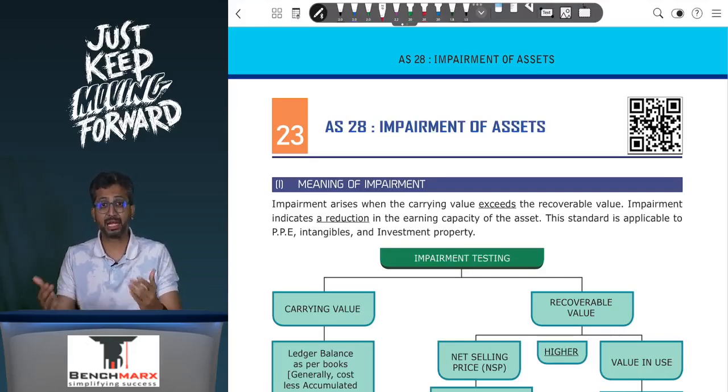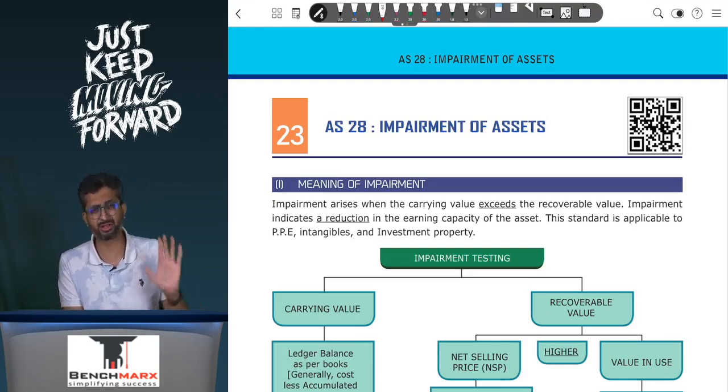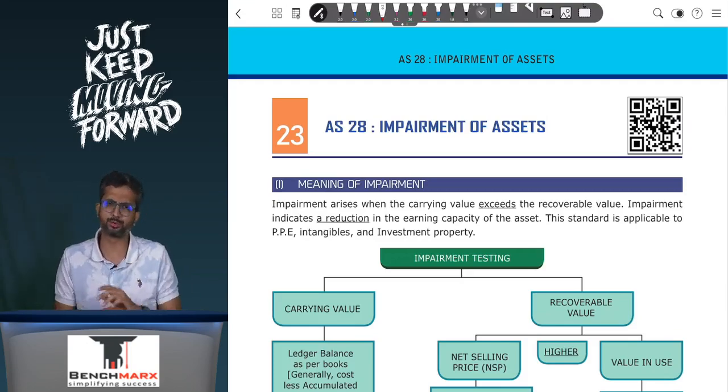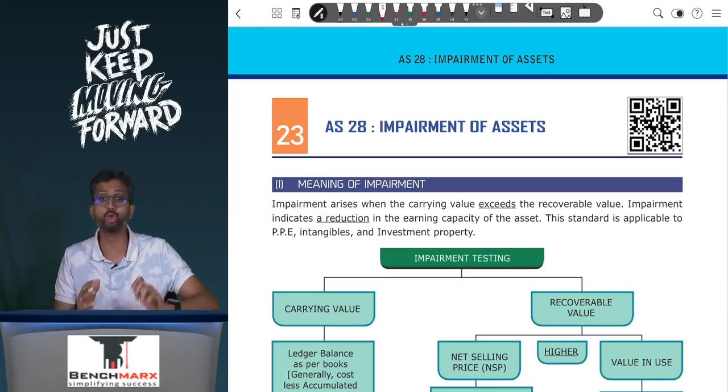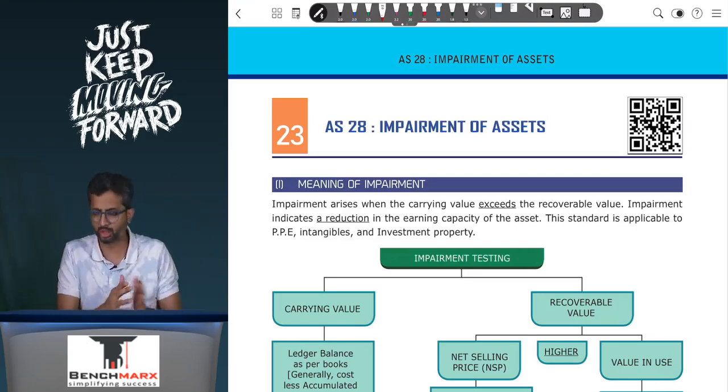Now this is a fairly new standard which is there in your CA Inter syllabus. Earlier this has never been a part of CA Inter. For the first time from May 24, this along with a few other standards were introduced. So you will not see a lot of RTPs, MTPs or past exam questions before May 24 for this chapter.